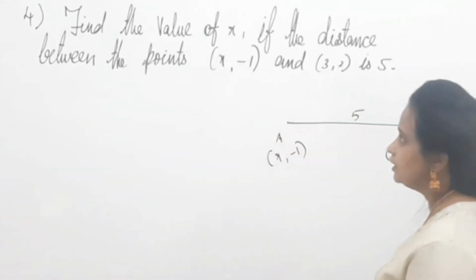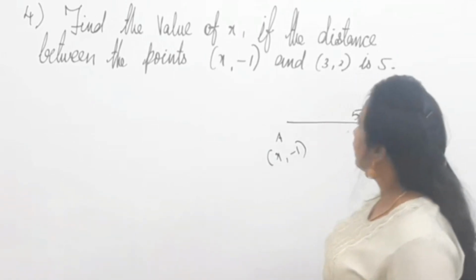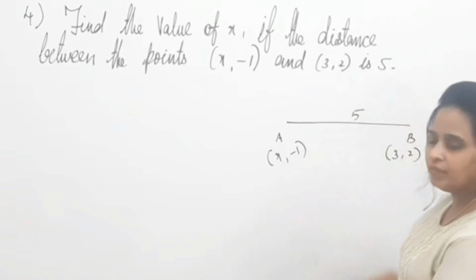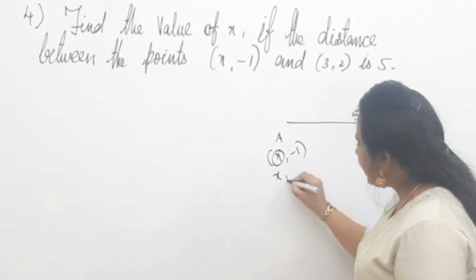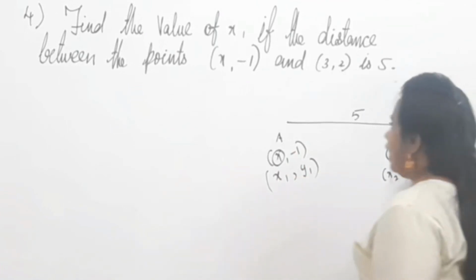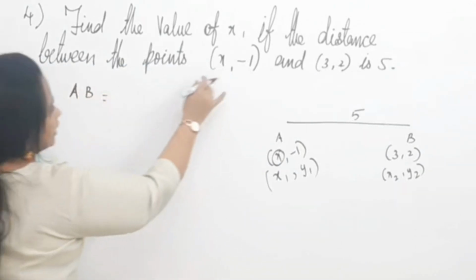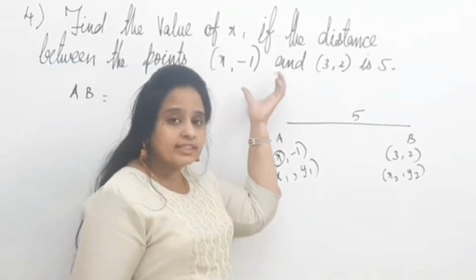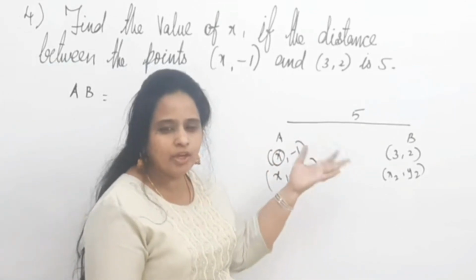The question says like this. Find the value of x if the distance between the points (x, minus 1) and (3, 2) is 5. The distance is already given. So you know this is x1, y1 and this is x2, y2. So I would write my AB distance. I have named the points A and B. That's very important. When you are not given the points in terms of names, please name them A, B, P, Q like that.